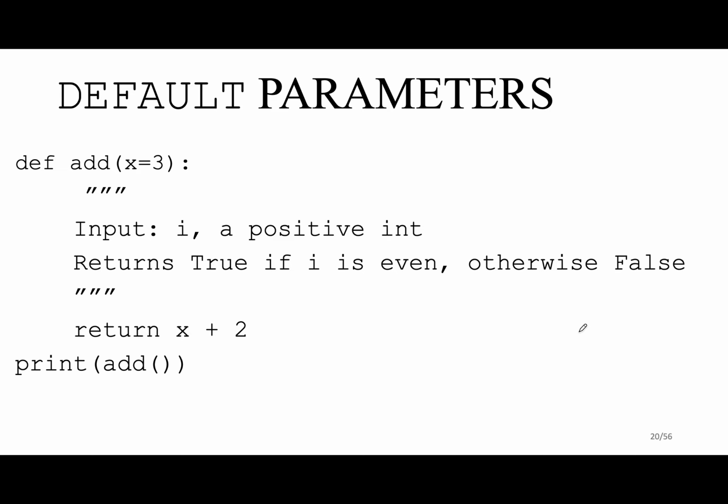So what is a default parameter? We have a default parameter here. So when we call this function, we don't have a parameter here, nothing is transferred.